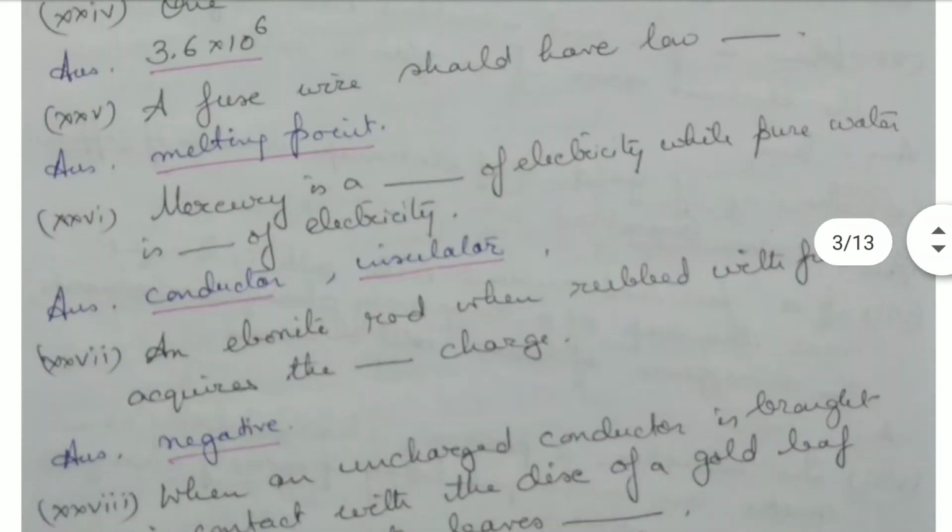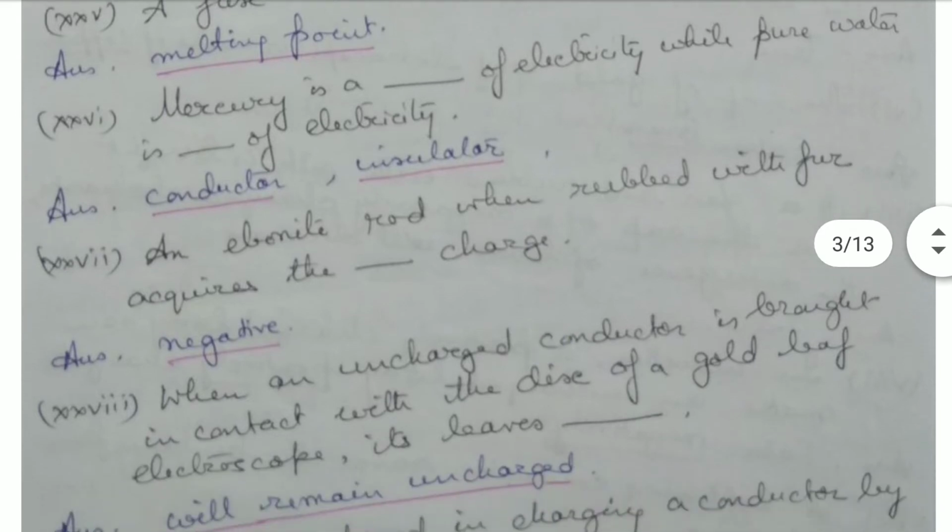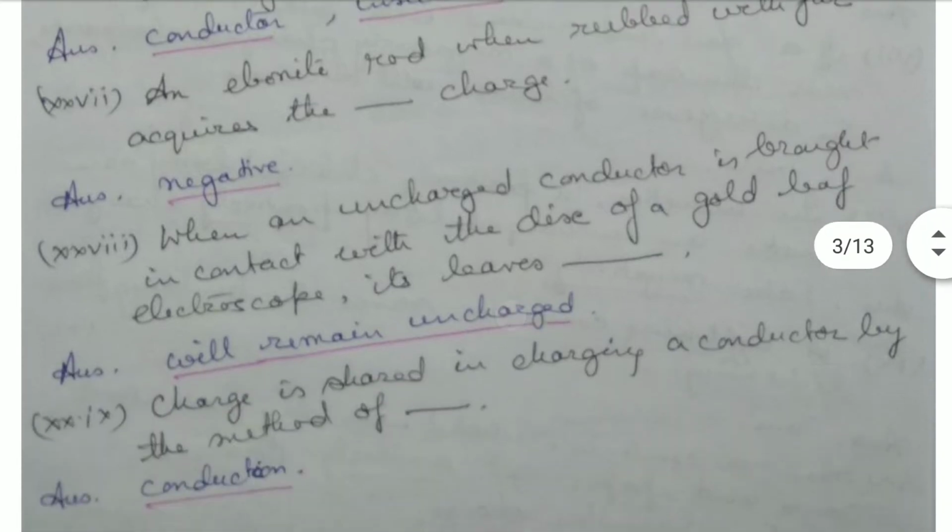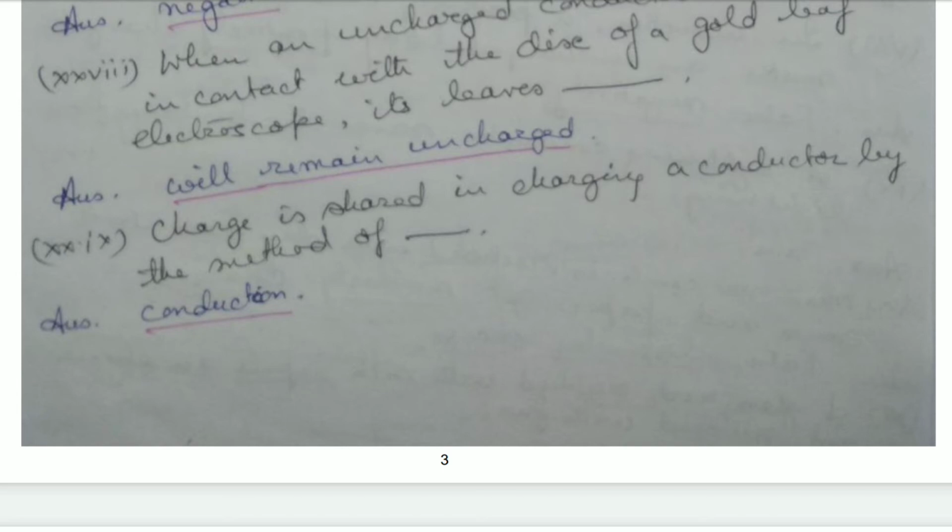Then mercury is a conductor of electricity, while pure water is an insulator of electricity. Then an ebonite rod, when rubbed with fur, acquires negative charge. When an uncharged conductor is brought in contact with the disc of a gold leaf electroscope, its leaves will remain uncharged. Charge is shared in charging a conductor by the method of conduction. If there is impure water, then it can conduct electricity, but pure water cannot conduct electricity, it becomes an insulator.